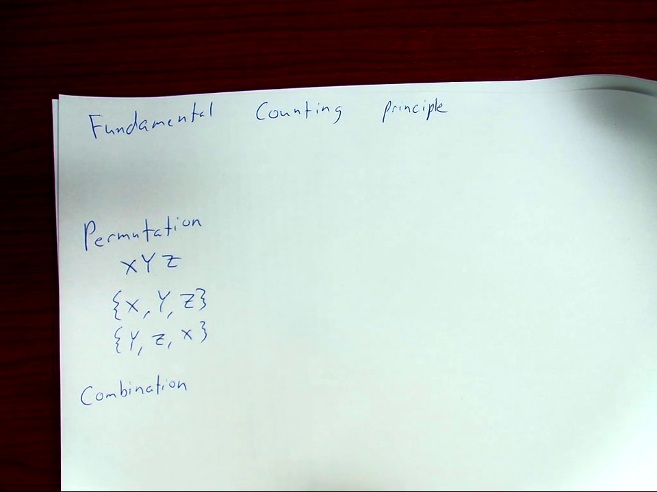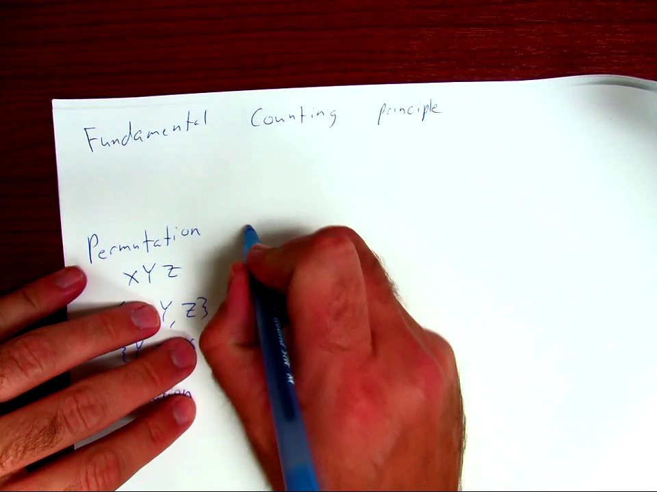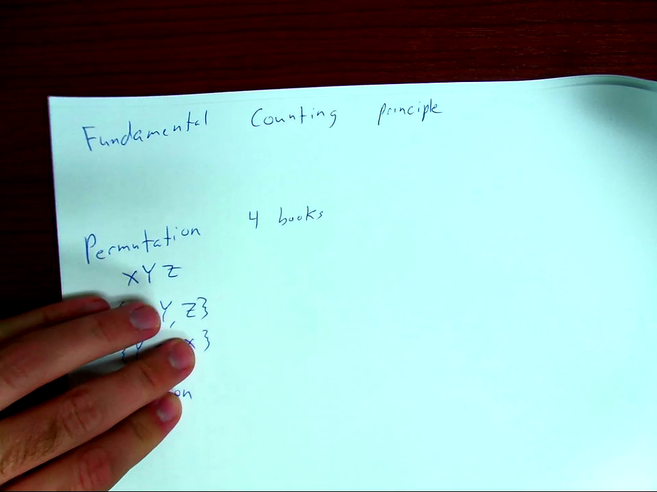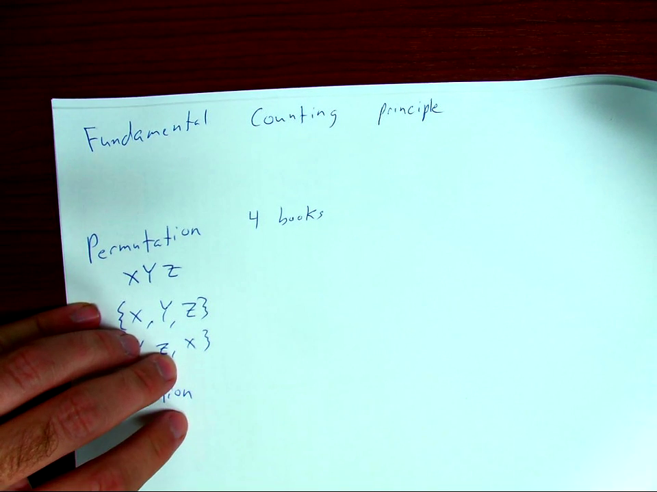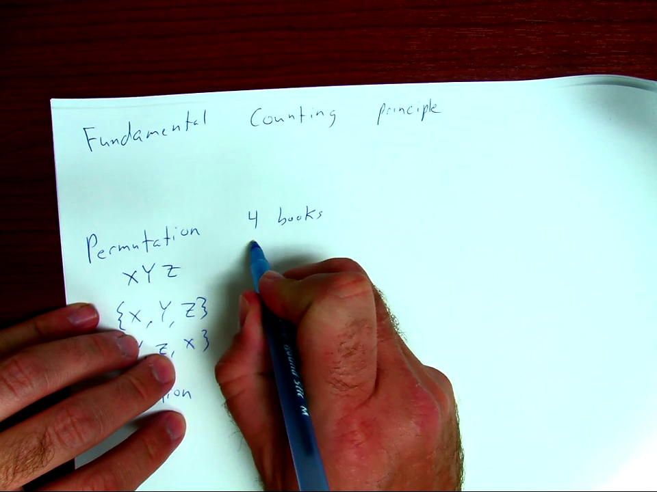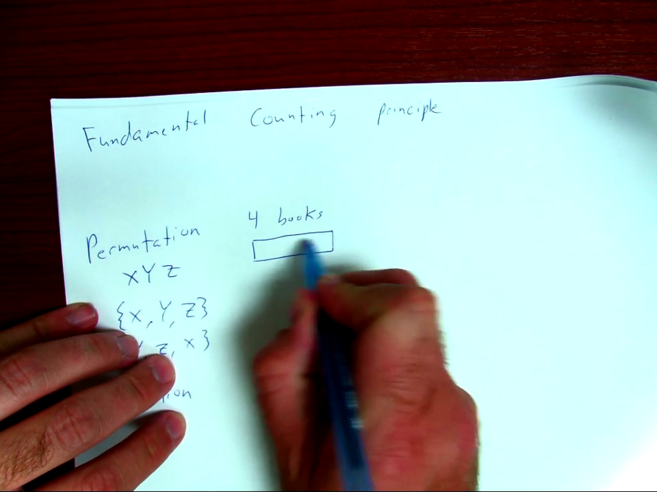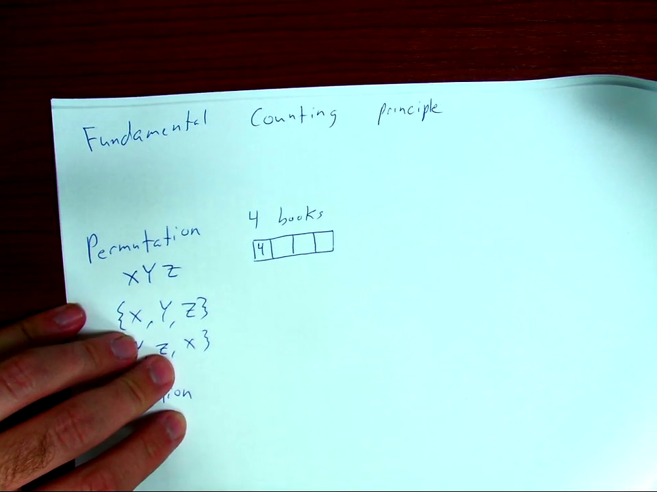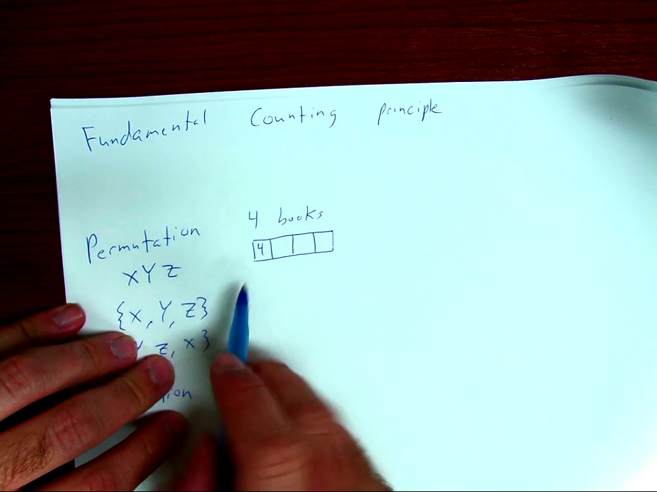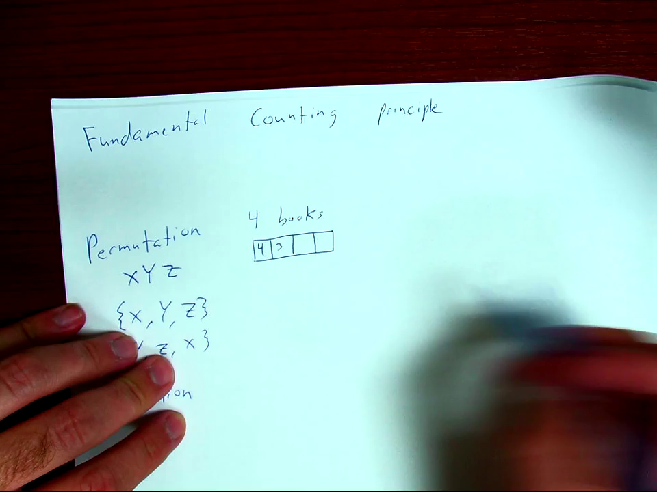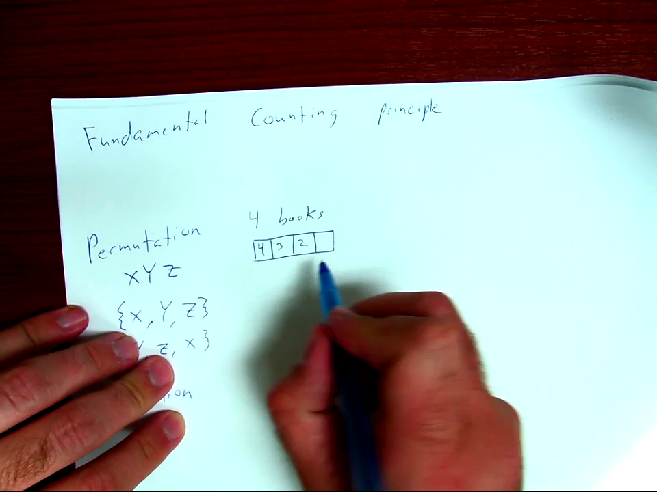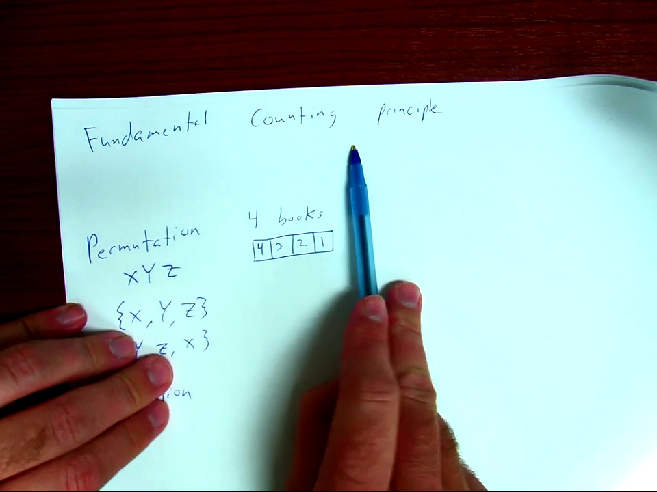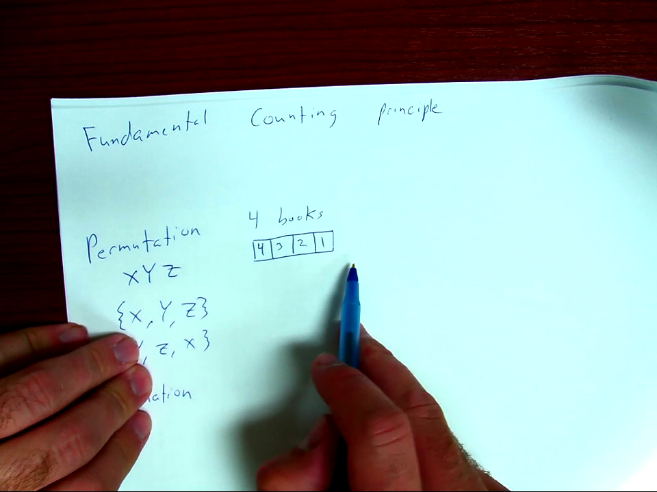All right, so for permutation, let's try a real simple example. Let's say you have 4 books, and you want to put those 4 books on a shelf. It doesn't matter what order they go in, so you can put them however you wish. So if you have 4 slots on a bookshelf, you have a choice of which of the 4 books you're going to put first. You've used 1, so you have 3 remaining. Now you've used 2, so you have 2 remaining. And you have 1 book left in your hand. All right, this is what's called the fundamental counting principle, and you can actually solve quite a few permutation problems with this.